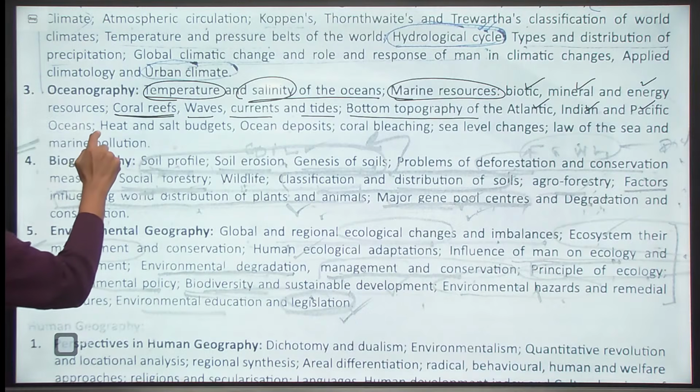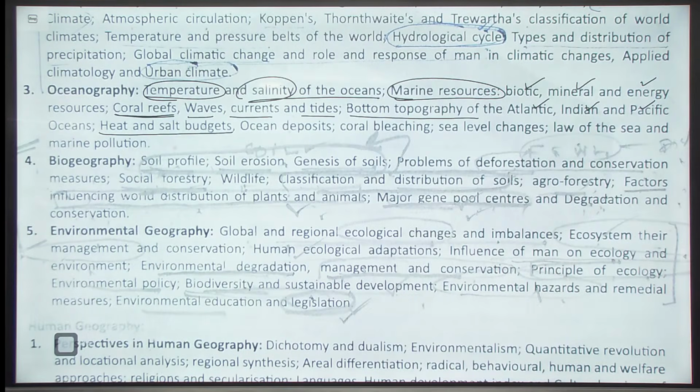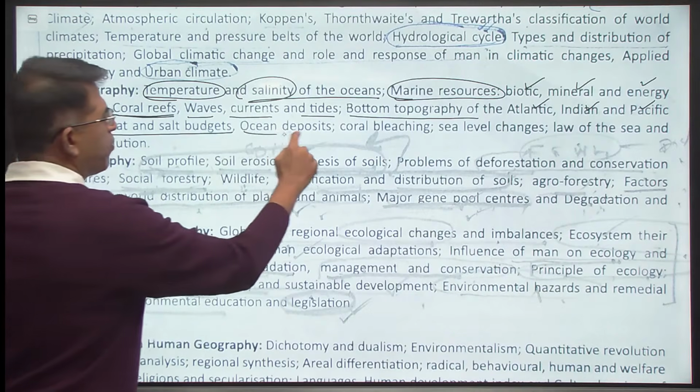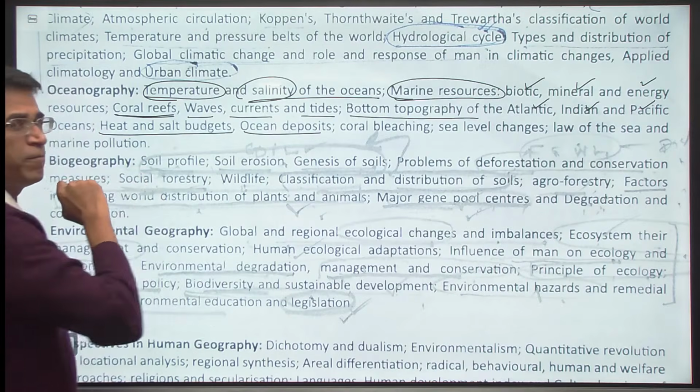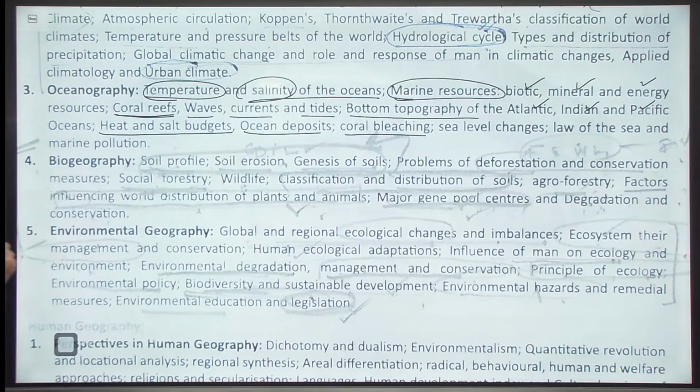Then we have heat and salt budgets. Ocean deposits. Coral bleaching. Sea level changes.